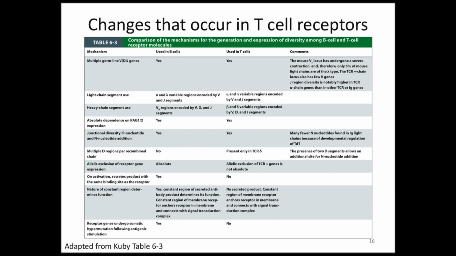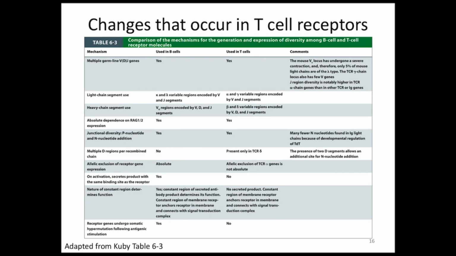T cells can sometimes do this DD fusion. T cells, as we can talk about later, TCR alpha sucks at allelic exclusion. So B cells do great allelic exclusion. TCR alpha kind of sucks at it. The B cell can also secrete the receptor as an antibody. The T cell never secretes it. The T cell just keeps the receptor on the cell, and so there's no secreted version.